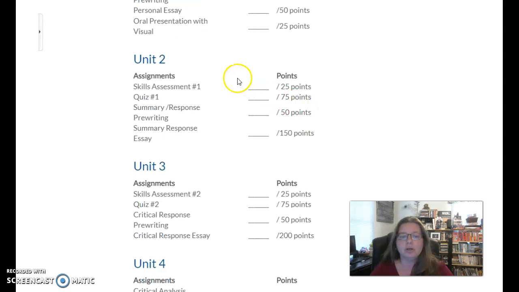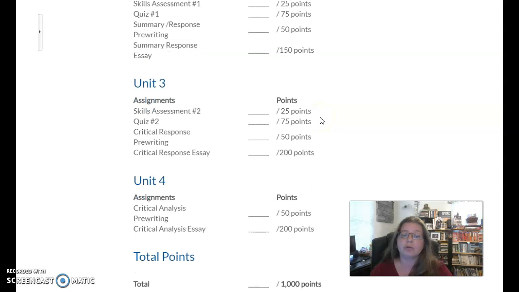Unit 2 includes a skills assessment, a quiz on the course content that's loaded into the course about critical thinking and various vocabulary terms and concepts that we want you to know. The paper and the pre-writing include a summary response and the pre-writing for that. Unit 3 is a critical response essay and pre-writing, as well as another quiz and another skills assessment.